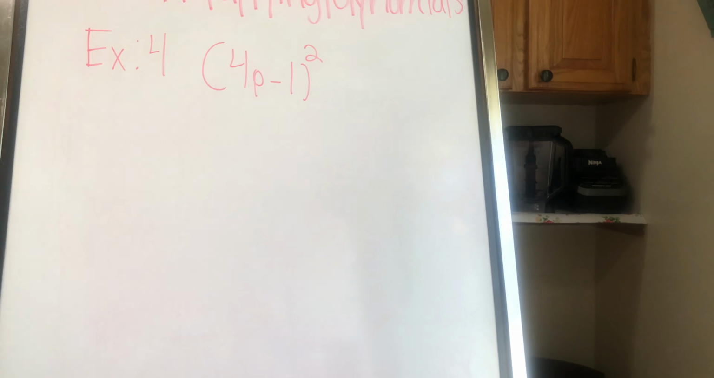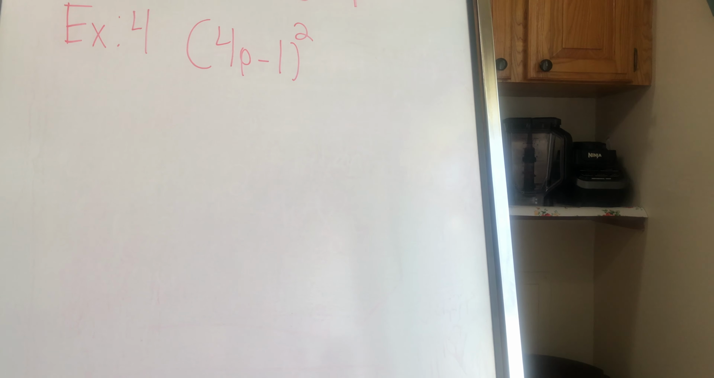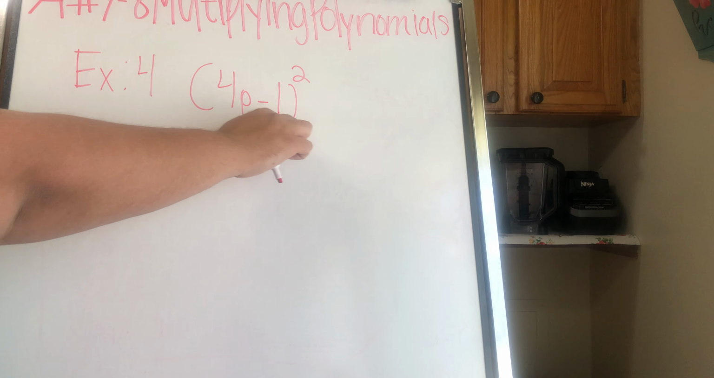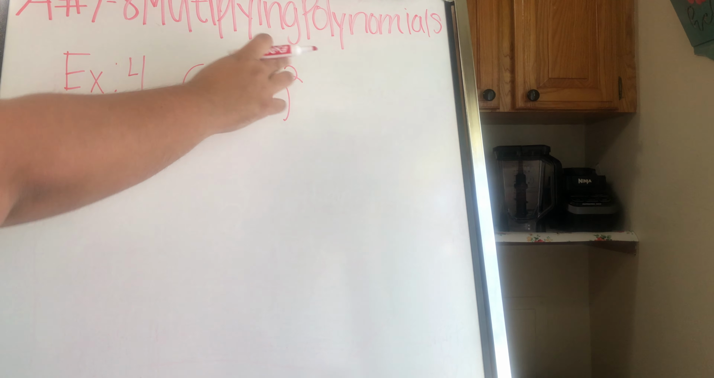Now, this one, some of you guys are getting nervous, Mister. You didn't have nothing on the outside. It's squared. What does that mean? Whenever it's squared, that means it's the same thing written twice. So this one is just like example problem number 3. That means there's just 2 of them.